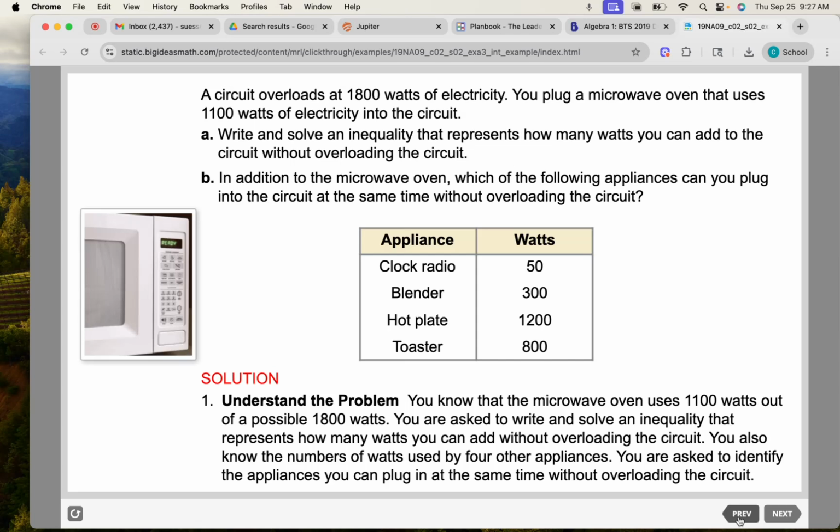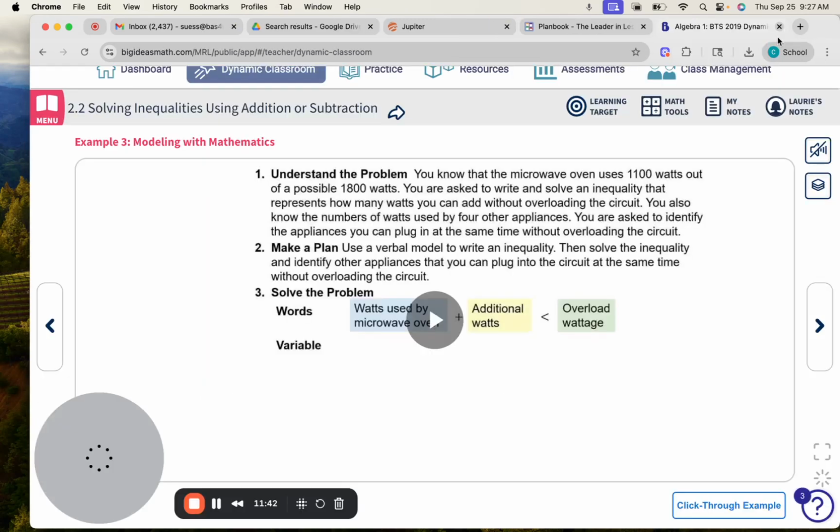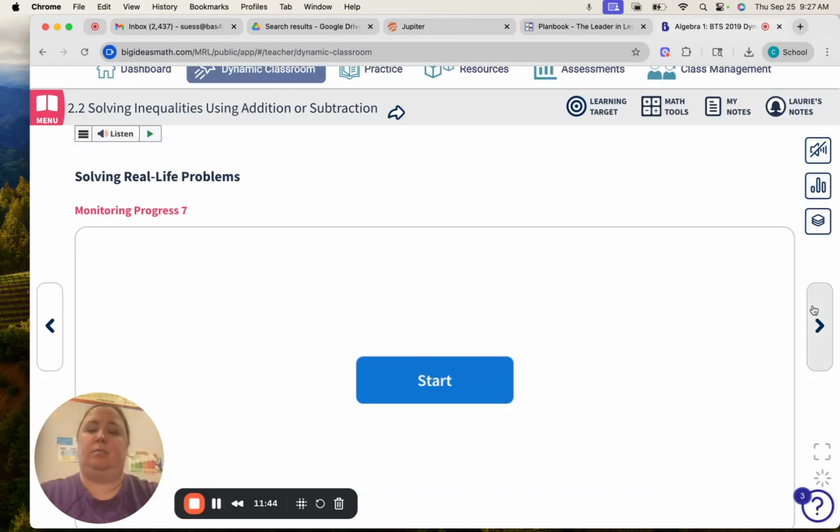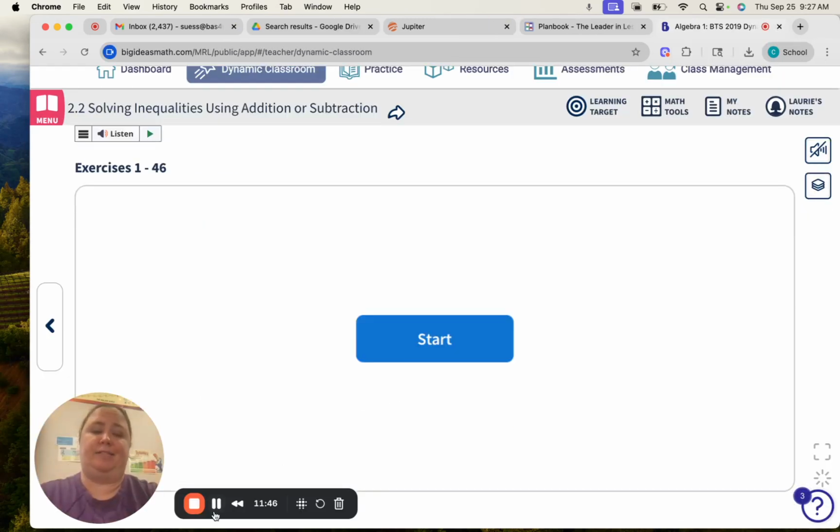All right, so which appliances, if we have to stay under 700 more, what appliances can we add to the microwave? The clock radio, blender. Yep. You can't add anything else. The hot plate and the toaster would both trip it just on their own. Yep. So that's part B. You can add the clock radio and the blender. Any questions? All right, do number 7 and then you're done for the day.